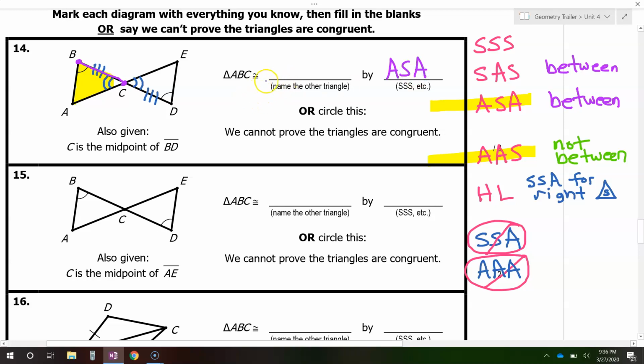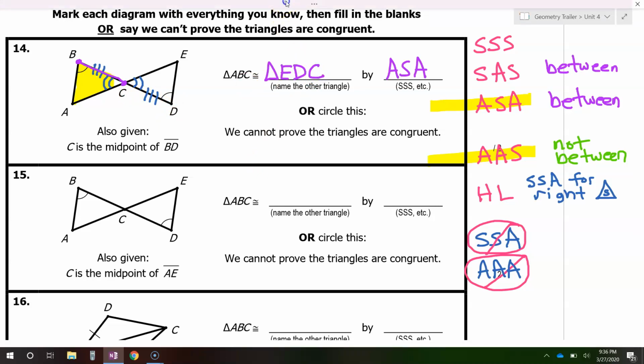Time for the congruent statement. Triangle ABC is congruent to triangle what? Well, angle A is the only angle that is blank, and that's going to correspond to angle E, the only angle that is blank. B is a single mark. That corresponds with D, which is also a single mark. Now we have E, D, that only leaves angle C.